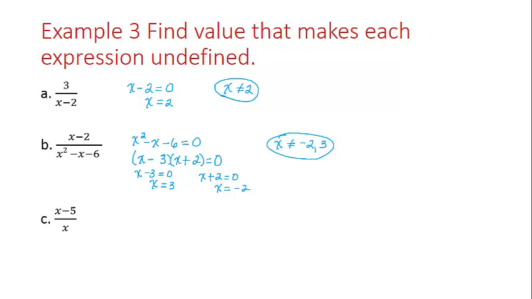In the expression x minus 5 divided by x, we have to set the denominator x equal to 0, and that is solved. The value that makes that denominator 0 is 0, so the restriction is that x cannot be 0.